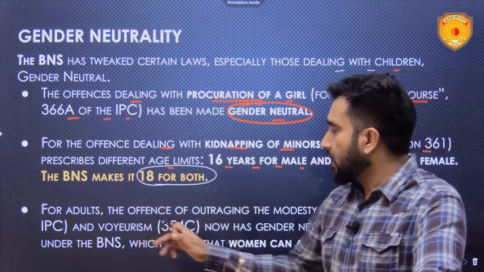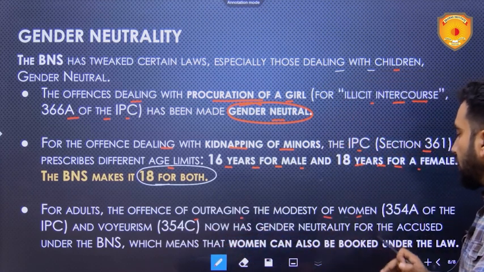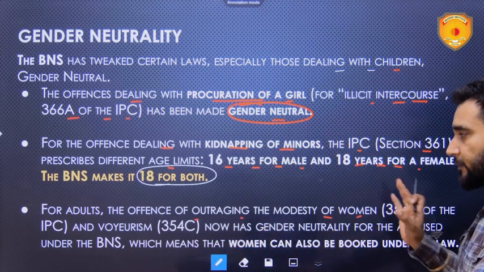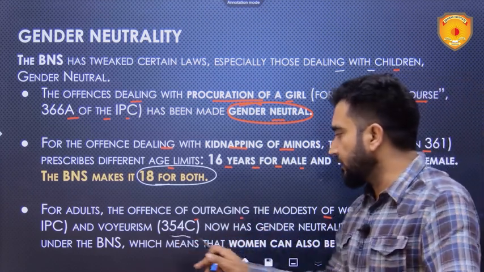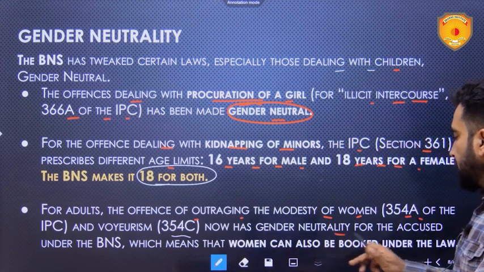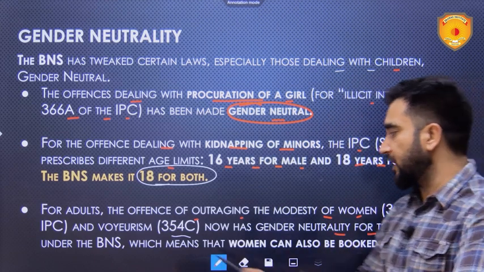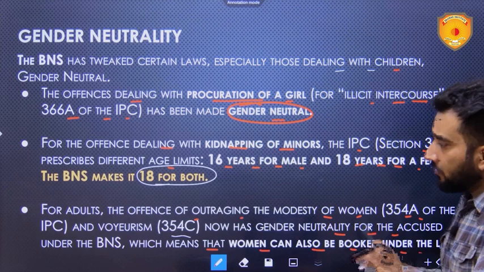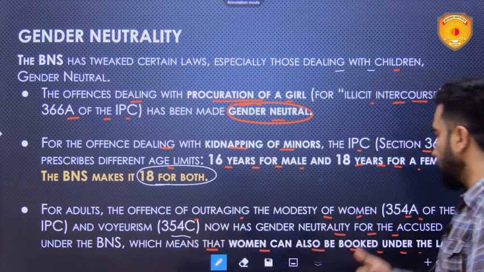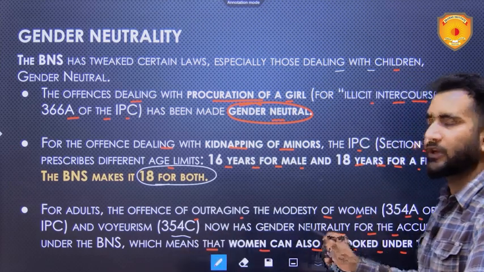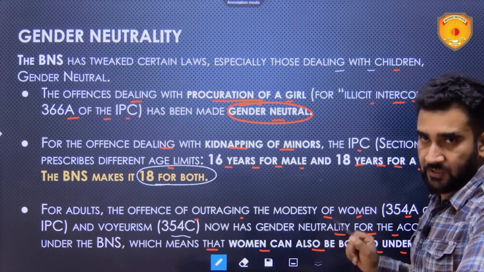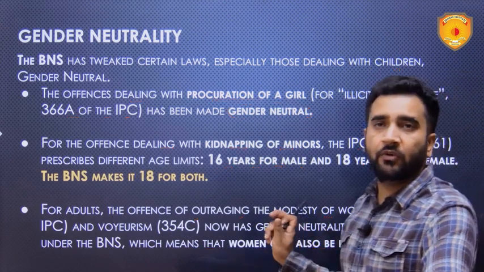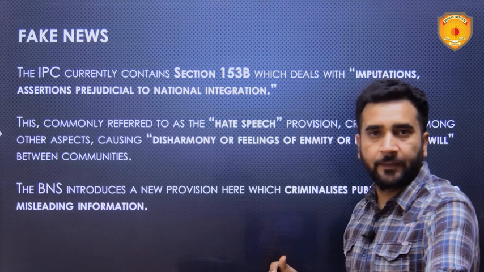So again, gender neutrality is getting achieved over here. Then for adults, the offence of outraging the modesty of women, 354A of the IPC it was, and voyeurism, 354C, now has gender neutrality for both accused under the BNS, which means that women can also be booked under the law if women are involved in voyeurism or if they are outraging the modesty of a man. So this has become gender neutral, which is, I would say, a good thing.